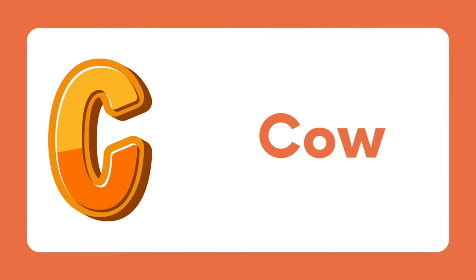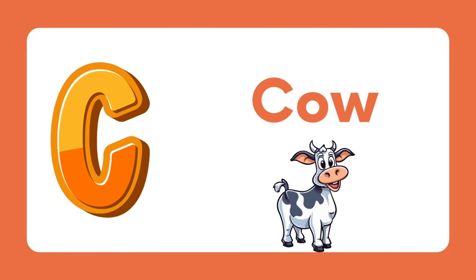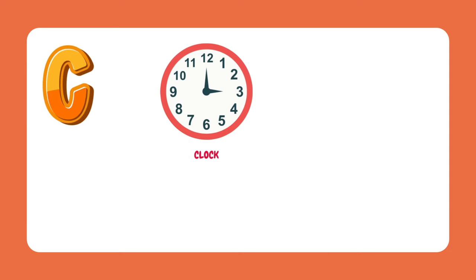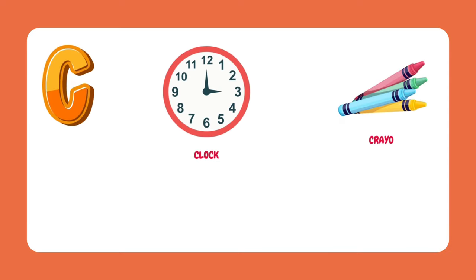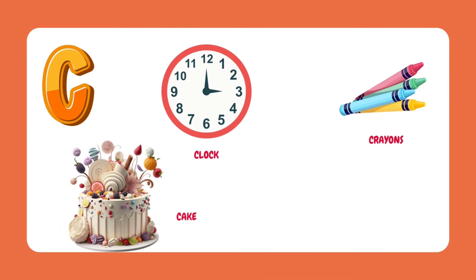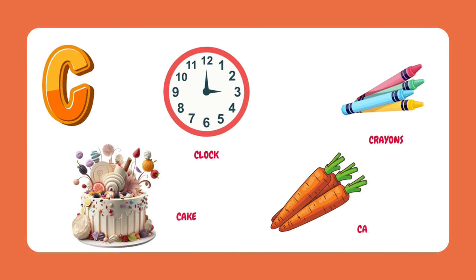C. C is for cow. Clock. Crayons. Cake. Carrots.